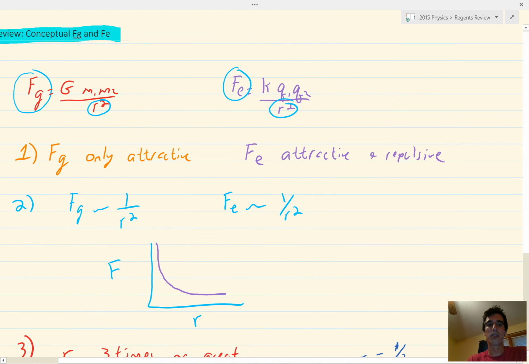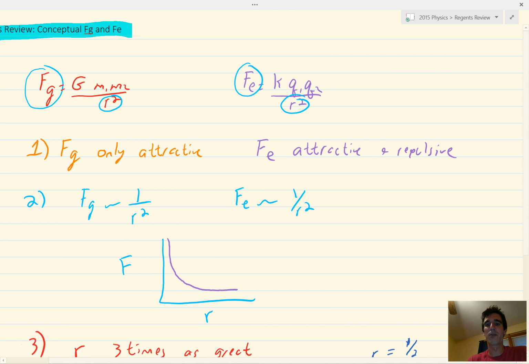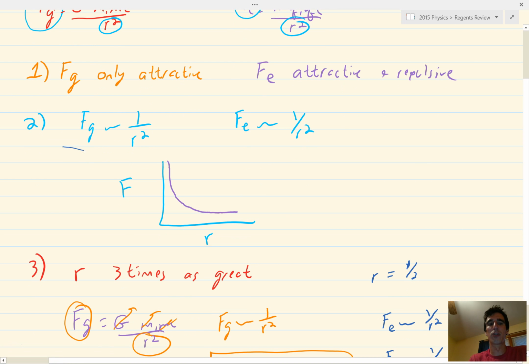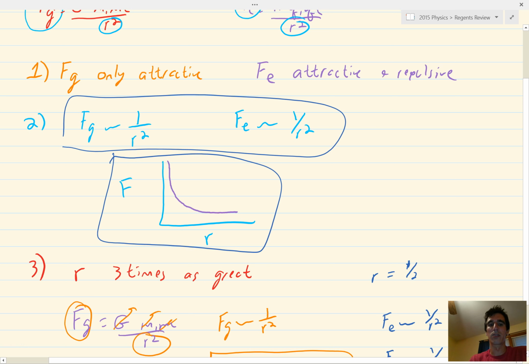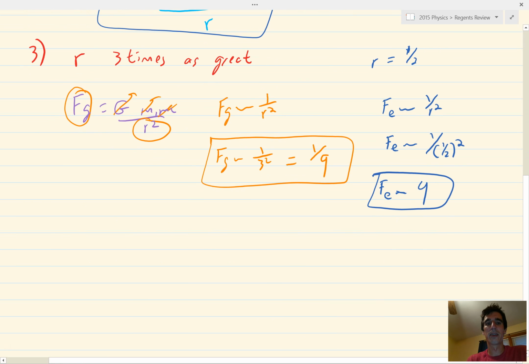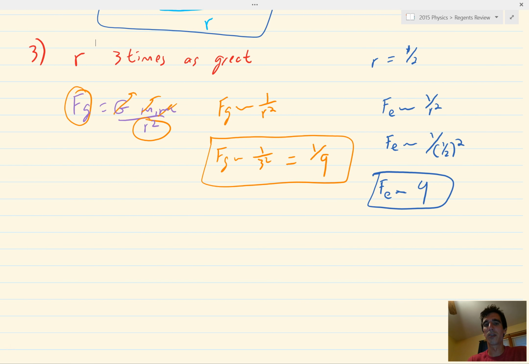So really quick, Fg is attractive, Fe is attractive and repulsive. They're inversely proportional to the distance between them. And our graph looks like this. When we want to find how much the force weakens or strengthens based on the change in the distance, we just plug it into our formulas, getting rid of all the constants.